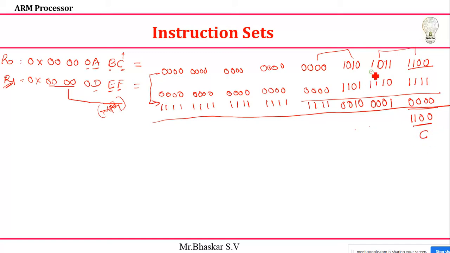Next 1 0 1 1 with 0 0 1. You can see 1 with 1 in an OR operation gives 1. 1 with 0 also gives 1. 0 with 0 means I'll get 0. 1 with 0 means I'll get 1. So 1 0 double 1, the same value, B only I'll get. Next 0 with 0, these two you need to do. 0 with 0, I'll get 0. 1 with 1, I'll get 1. Next 0 with 0 is 0, 1 with 0 is 1, so 1 0 1 0.